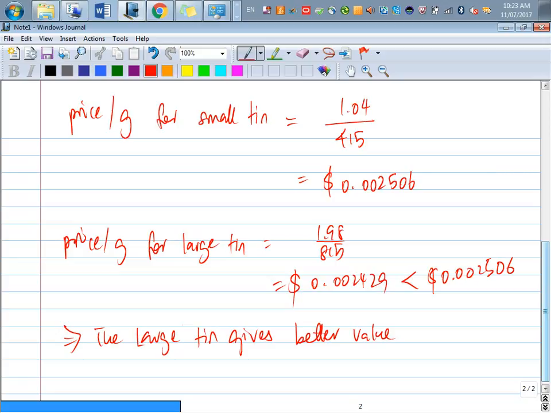Okay? So for 1 cent, how much mass of soup do you get in a small tin, in a large tin? So the better value will of course be 1 cent gets you the most mass lah. So you must know which one to compare, how to compare. Okay?